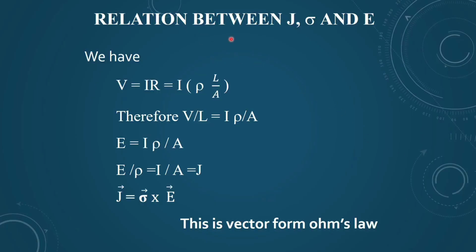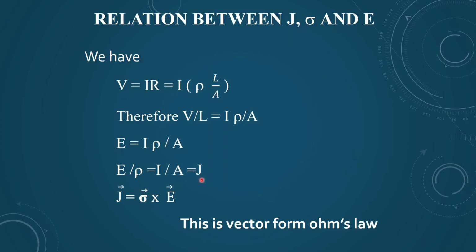Now if I want to write the relation between the current density J, your conductivity, and E, the electric field, then we have discussed using Ohm's law, V equals IR. The R value we know, it is equal to rho L upon A. So it means V upon L can be written as I rho upon A. And V upon L is nothing but the E. So E can be written as I rho upon A. So you can write E upon rho equals I upon A. I upon A, current per unit area, is equal to the current density J, and 1 upon rho is equal to sigma.